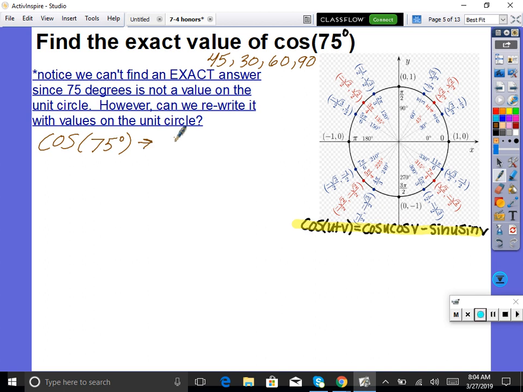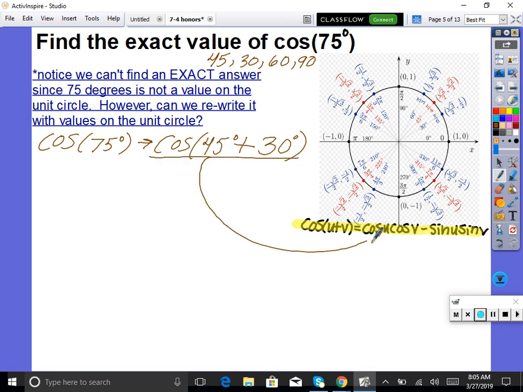Okay, so let's rewrite this. This is equivalent to cosine of 45 degrees plus 30 degrees. Those are true. They're the exact same statement. Now the nice thing is, because we have some formulas for cosine and sine, we can now rewrite this in a form that we can then simplify and find exact answers. So now we're going to rewrite this in this form here.